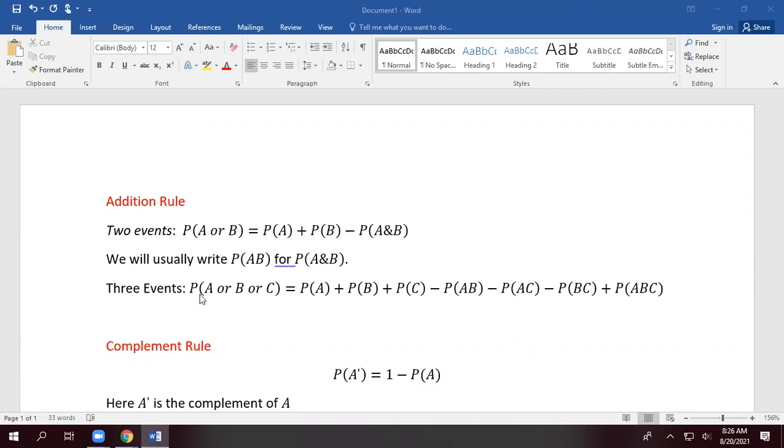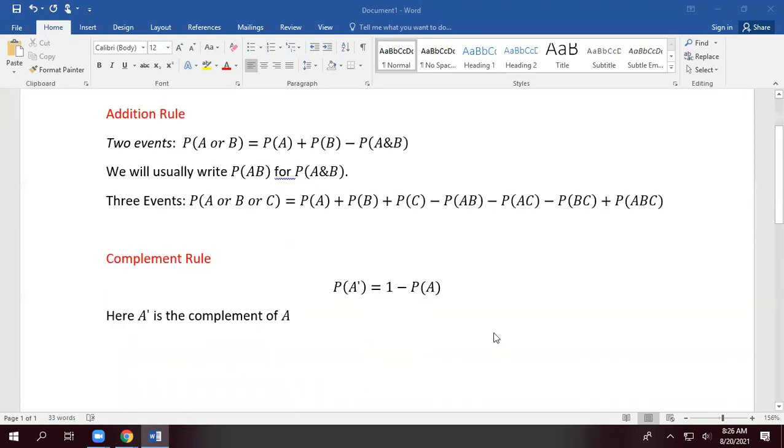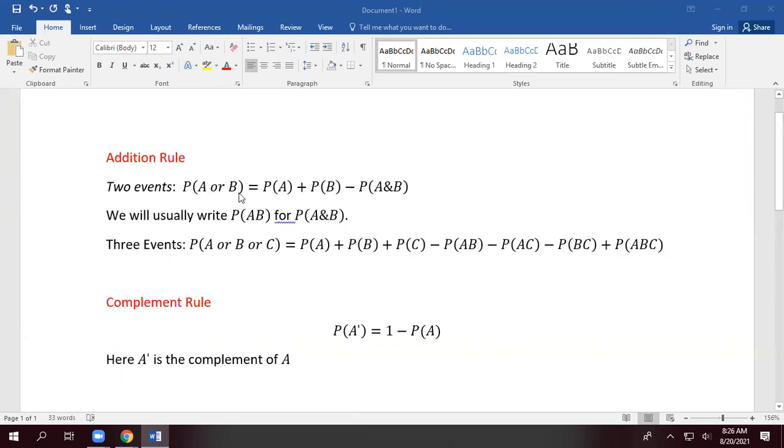For three events, P(A or B or C) is equal to P(A) plus P(B) plus P(C) minus P(AB) minus P(AC) minus P(BC) plus P(ABC). When we say "or" in mathematics, like here, A or B, what that really means is A or B or both A and B. So it's an inclusive or. It's not saying only one or the other, it's saying it could be one or the other or both.